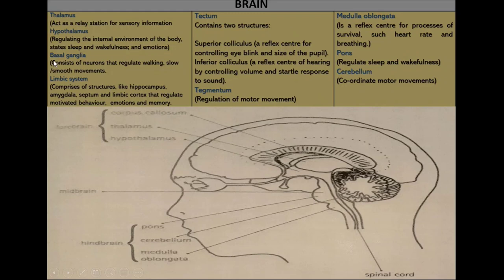Then we have what you call the basal ganglia. Basal ganglia consists of neurons that regulate walking, slow and smooth movement. So without the basal ganglia, your walking coordination won't be effective. Is it clear?